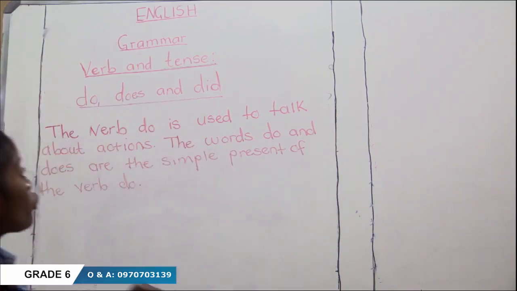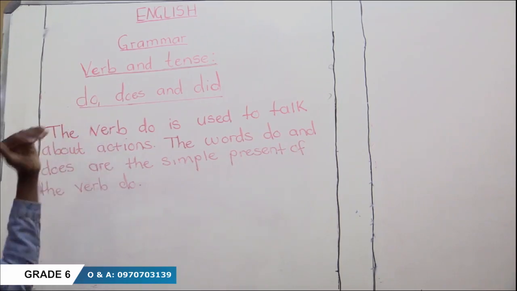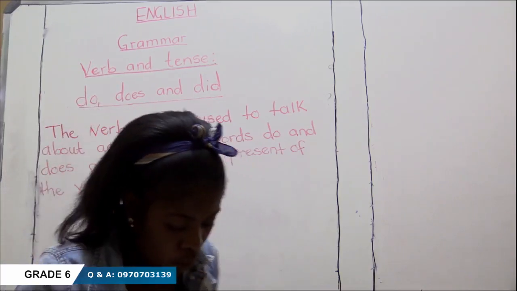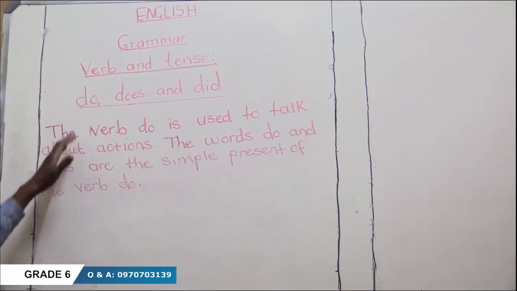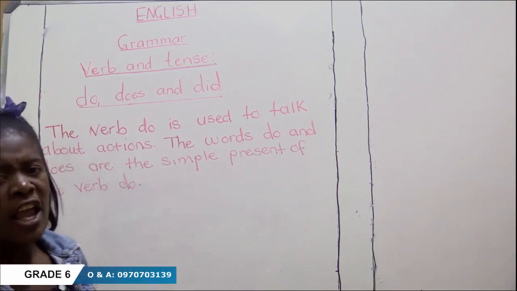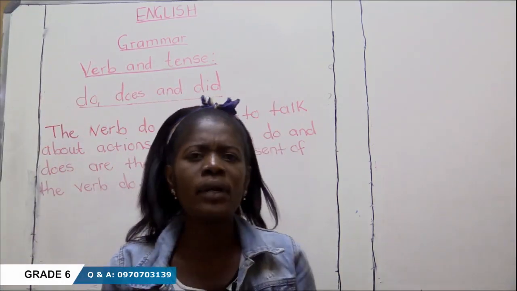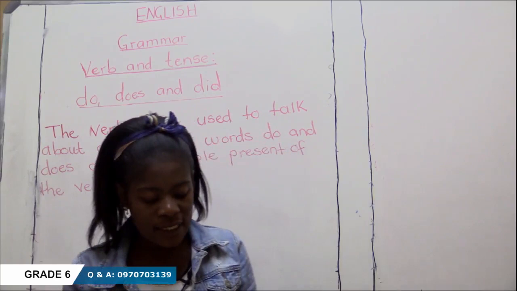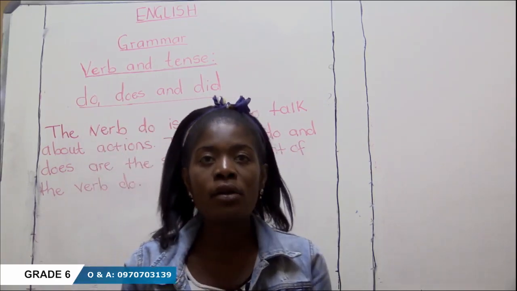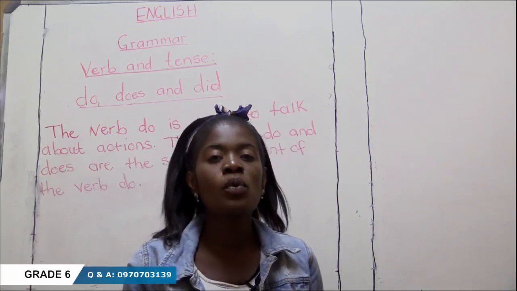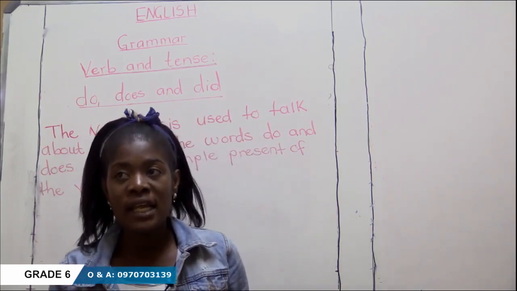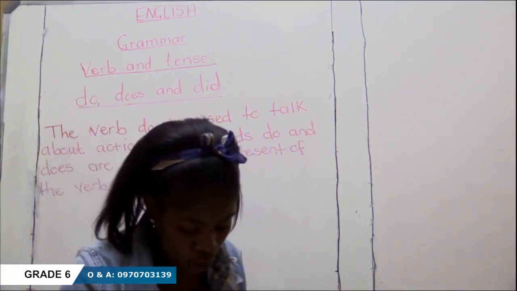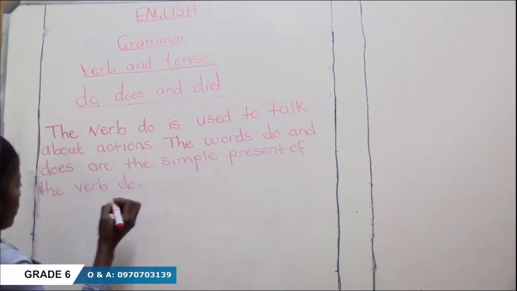So we'll talk about how to use each of the three. How do you use do? How do you use does? How do you use did, boys and girls? Use do with pronouns. What is a pronoun? A pronoun is a word that takes the place of a noun, and a noun is a naming word. So we use do with pronouns.